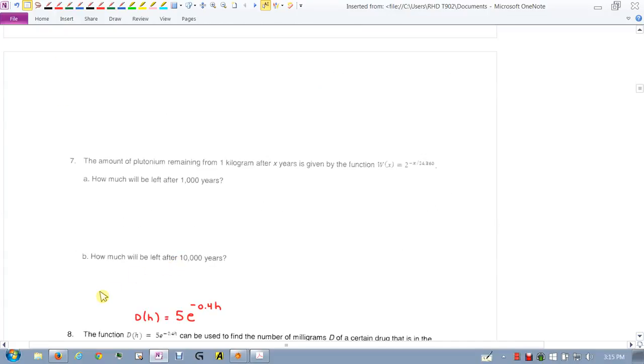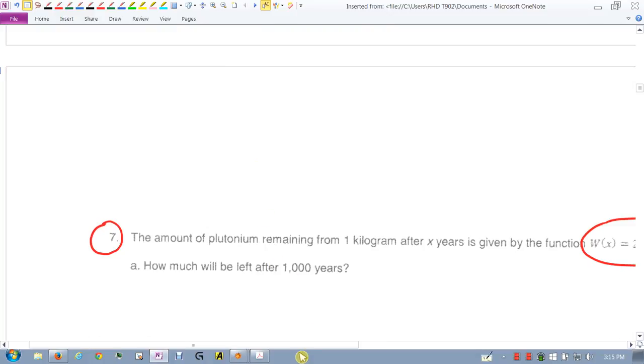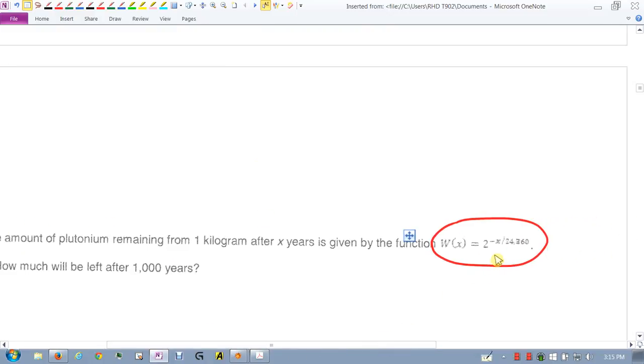Oh, the amount of plutonium remaining in 1 kilogram after X years is given by this formula. There we go. I hope we can all read that. I can barely read it. What does that say? 24,360? So negative X divided by 24,360.